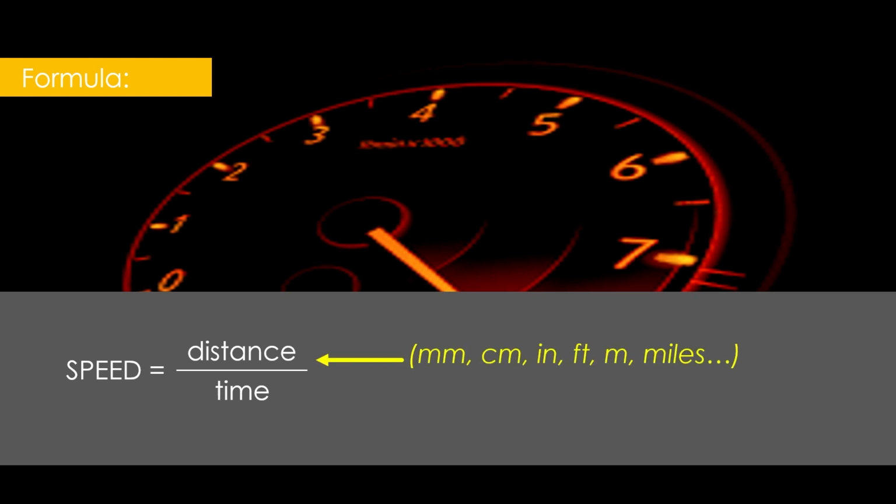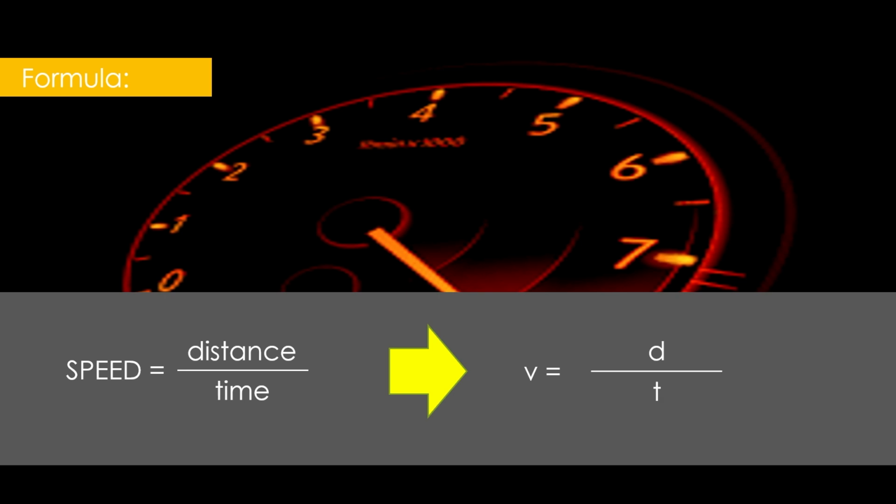To compute speed, we take note of the distance covered, which may be in millimeters, centimeters, inches, and so on. And we divide it with the noted time it took for the object to cover that distance, which can be in seconds, minutes, and so on. After getting the details we need, distance and time, we will write it in the form of a formula, which is V for speed equals d for distance divided by t for time. Again, the formula for computing speed is V equals d divided by t.